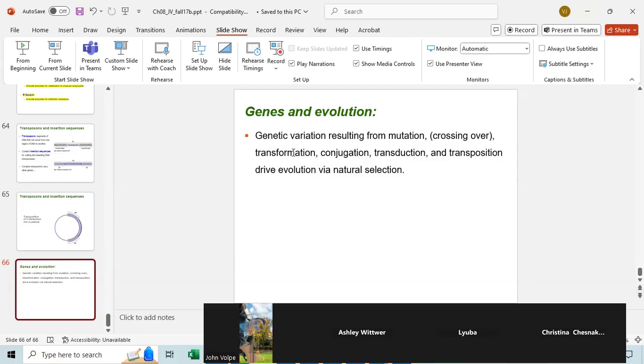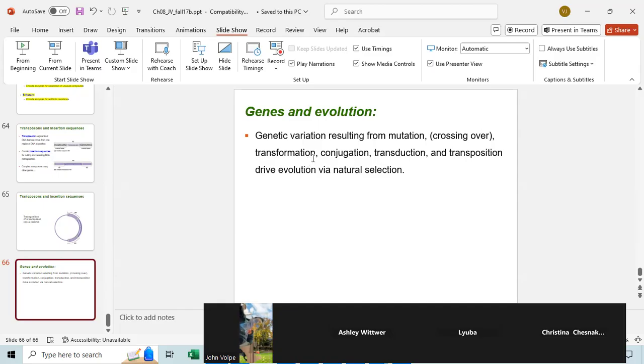Anyways, all of that stuff together, meaning mutation, crossing over, transformation, conjugation, transduction, and transposition, all of it creates genetic variation of the genes in a population of cells. That genetic variation can then drive evolution, acting via natural selection, meaning natural selection can act on this genetic variation and then drive evolution.